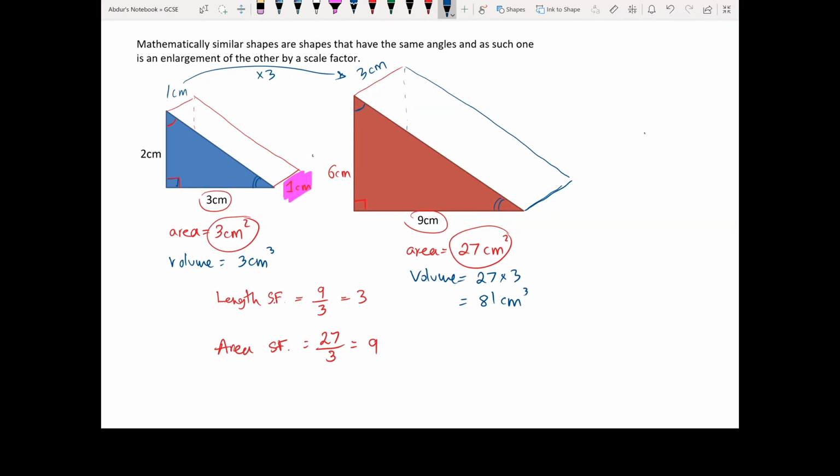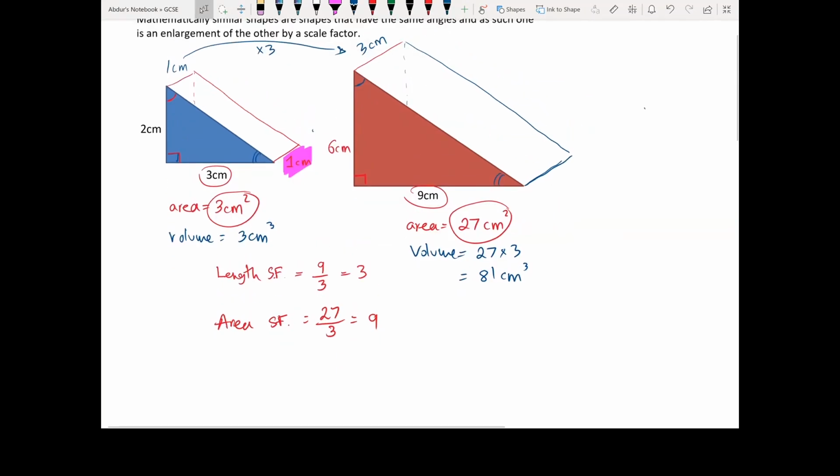Now, just like we've figured out the length scale factor and the area scale factor, we can also work out what the volume scale factor here is by dividing the larger volume, so 81 centimeters cubed, divided by the smaller volume, which is 3. Okay, so if I do 81 divided by 3, that gets me 27. So there's my scale factor for the volume. So what that means is if I want to go from one volume to the other, I'd have to times by 27 using the volume scale factor.